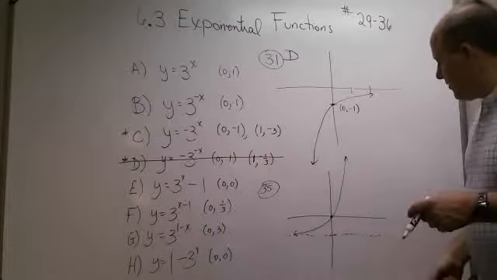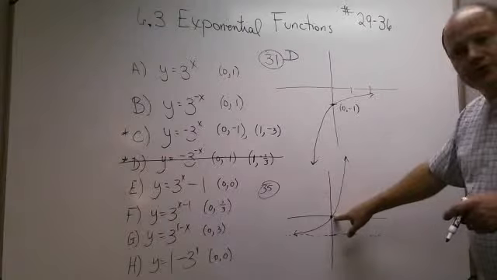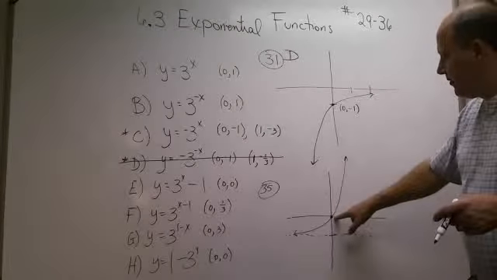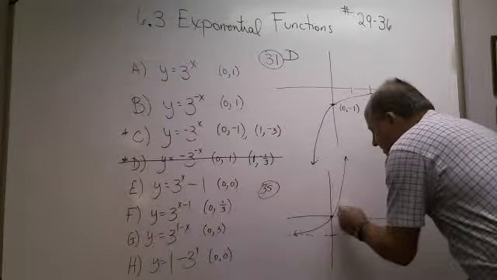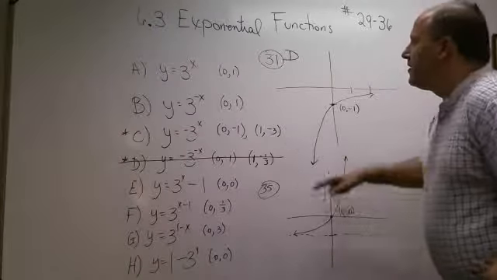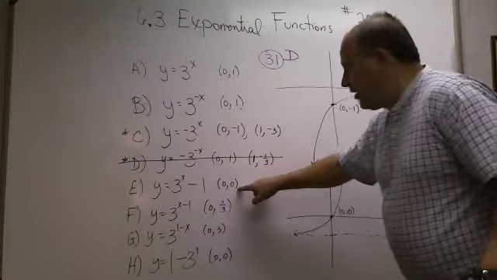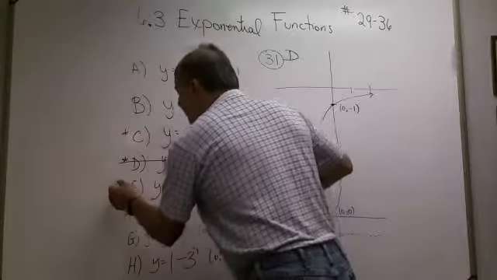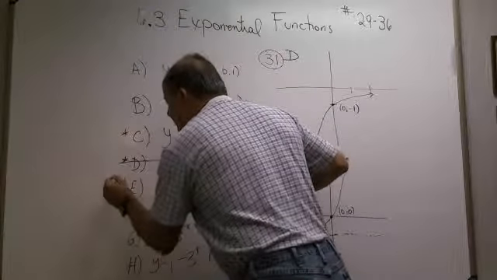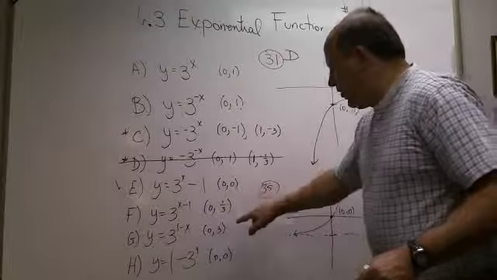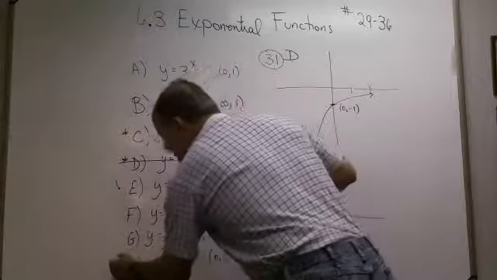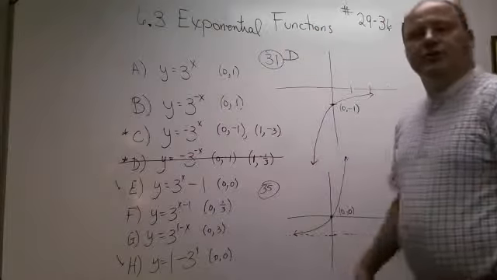So now 35. Since I've already got some of the ordered pairs, I don't want to reinvent the wheel. It looks like this graph goes through the origin. So when I put 0 in, I should get 0. That wasn't it, that wasn't it, that one wasn't it. That could be this one. So it could be E or H.